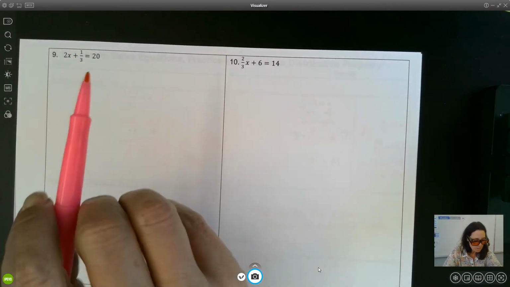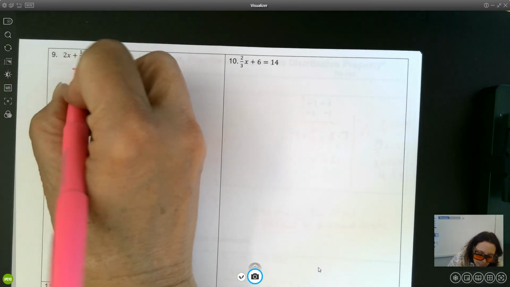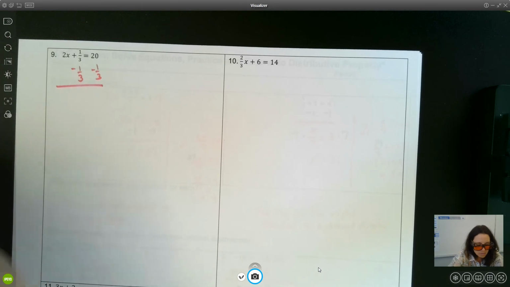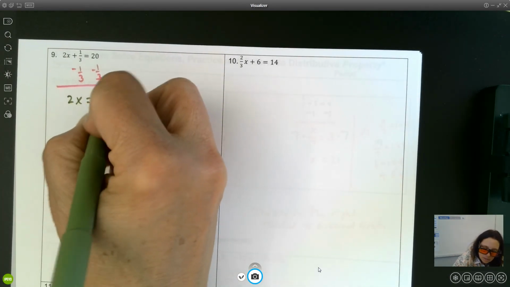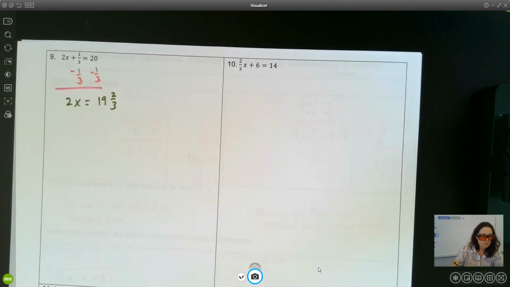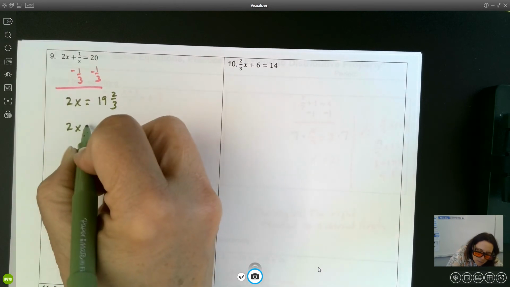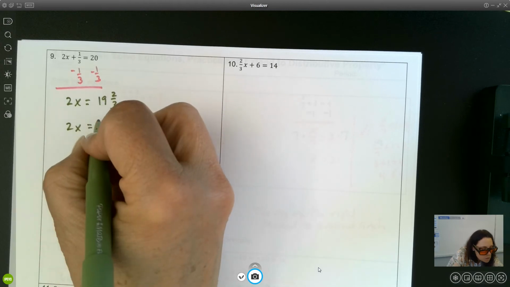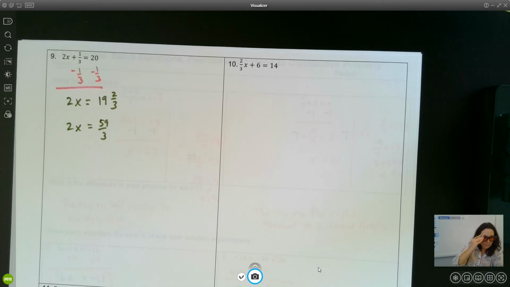All right, now we're starting to get into some fractions. Yuck. Okay, so I want to get to the 2x. I need to subtract the 1/3 from both sides. So that would be 2x equals 19 2/3. Yuck. Okay, I'm going to make that 19 2/3 into an improper fraction. 3 times 19 plus 2, that comes out to be 59 thirds.